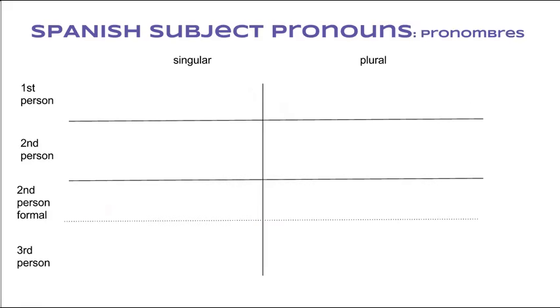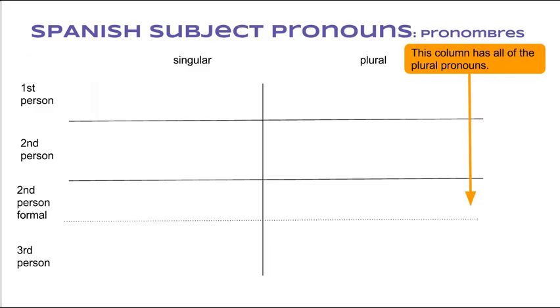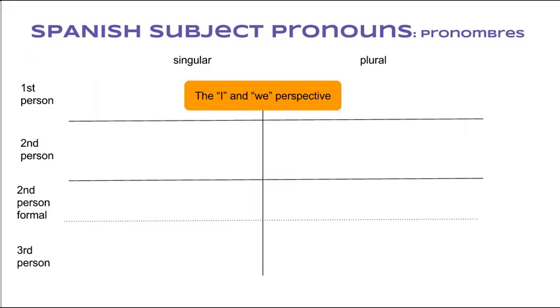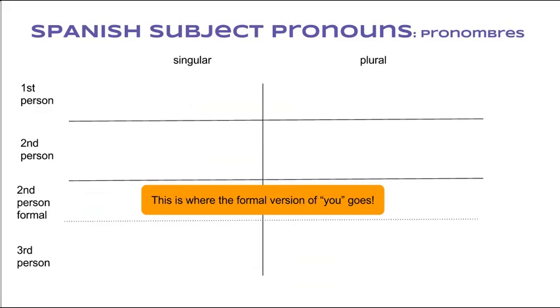Before we learn all the pronombres, let's start organizing these. Here's the graphic organizer for the Spanish pronouns. It's pretty similar to the graphic organizer for the English subject pronouns. The left column is for the singular pronouns, the right column is for the plural pronouns, and there are rows for first person, second person, and third person perspectives. But what's this row for? Well, this row is for the second person formal pronoun usted.